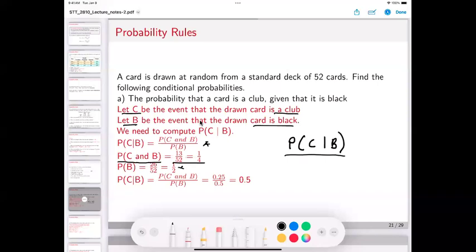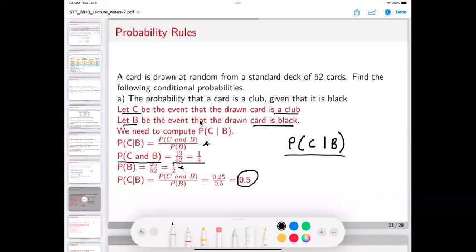Now to compute the conditional probability, the first one we had was 1 over 4, which is the same as 0.25, divided by the probability of black, which is 0.5. And when we do this, we get 0.5 as our final answer. Any question?